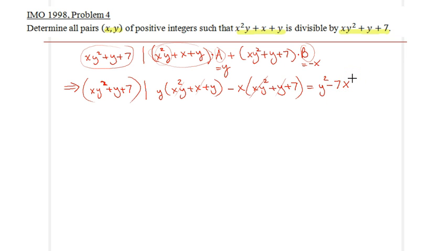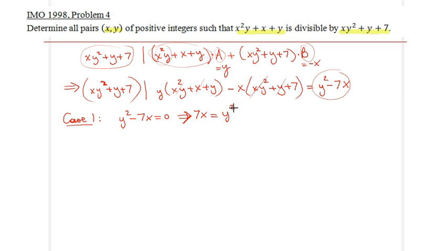Now the rest of the problem is casework. So we basically have 3 cases. The first case is obviously any number will divide 0. So what happens if y squared minus 7x is actually equal to 0? In that case, this would imply that 7x is equal to y squared.